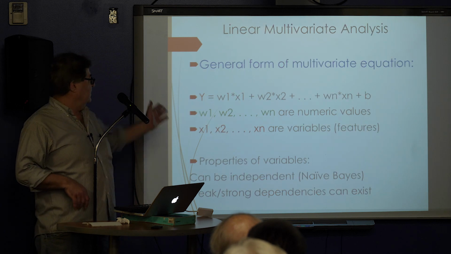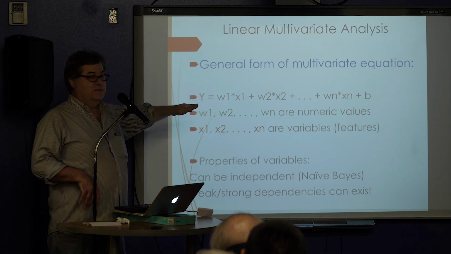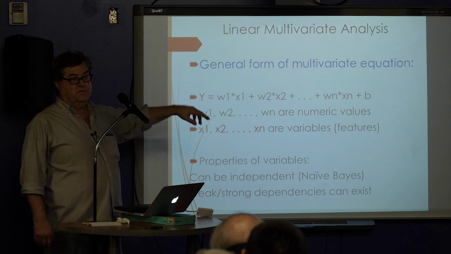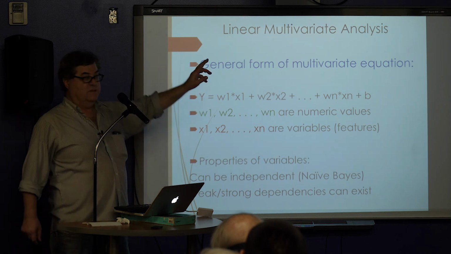And so the equation starts looking like this. Still linear, it's called a hyperplane. And so instead of y equals mx plus b, you have w1 x1 plus w2 x2 all the way to the end plus b.